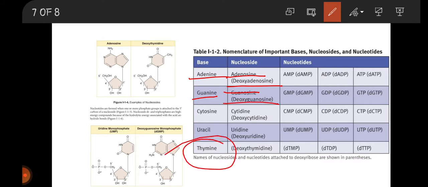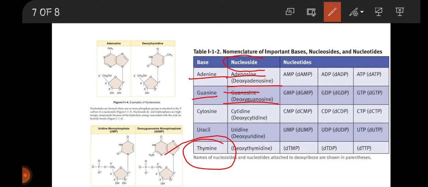But thymine, as it is only in DNA, can add only the deoxyribose sugar. So thymine becomes deoxythymidine. Uracil with the addition of ribose sugar becomes uridine, cytosine becomes cytidine, and so on. And when we talk about nucleotides, it is about the phosphates.